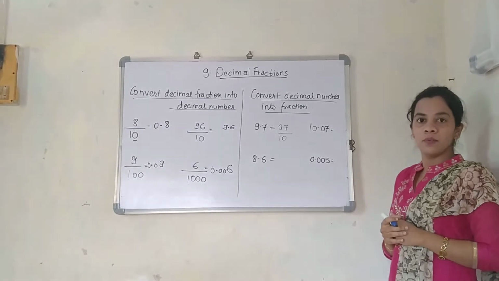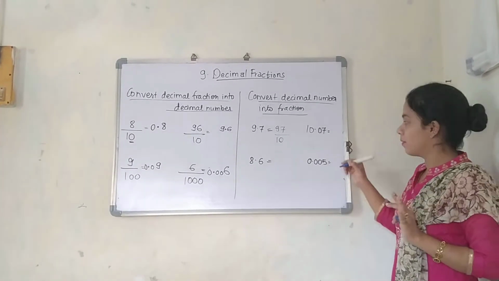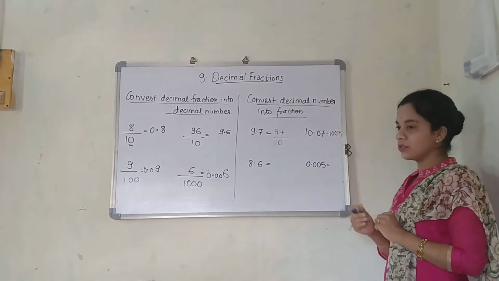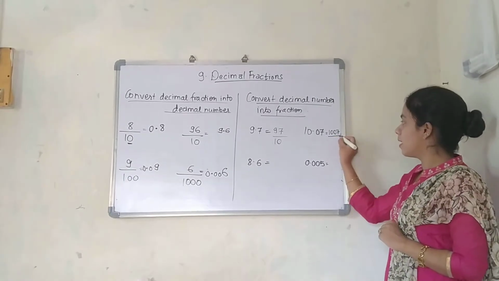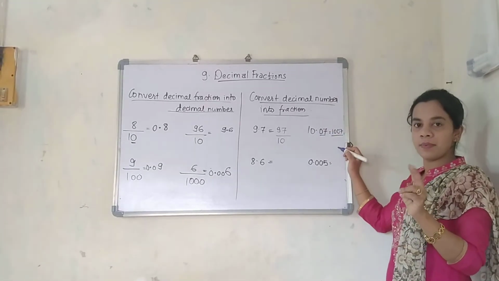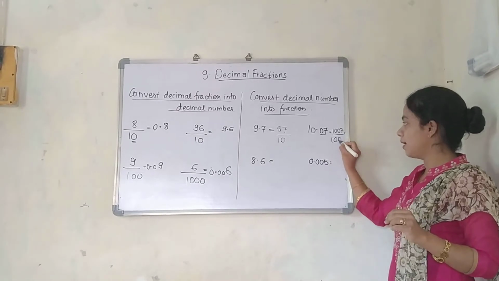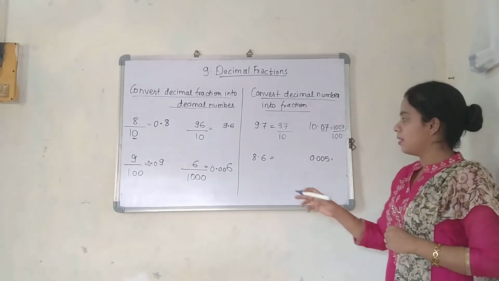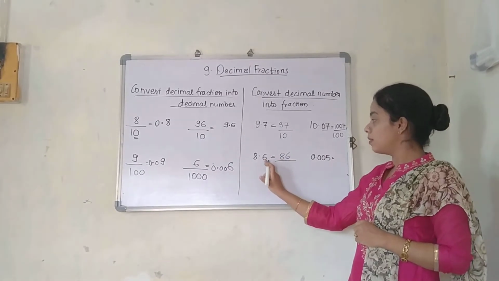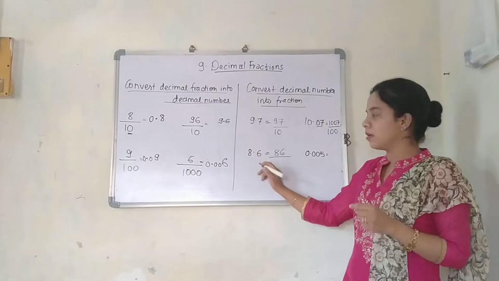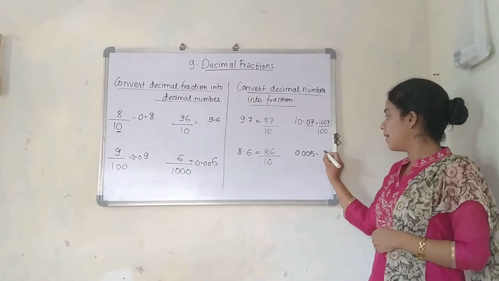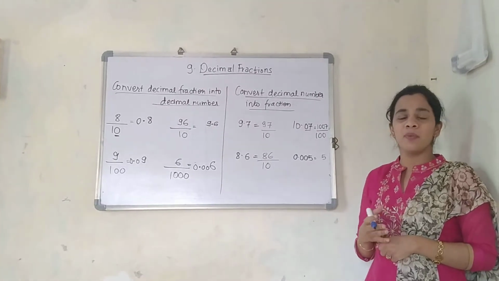10.07. What will you do? You write the number without the point. This is your number. This will be at the numerator place. And after the decimal, how many numbers are there? 2 numbers are present. So 2 zeros, 1 and 2 zeros over here. Okay? Now 8.6. 86 you will write. After the decimal there is 1 number. So 1 and 0.